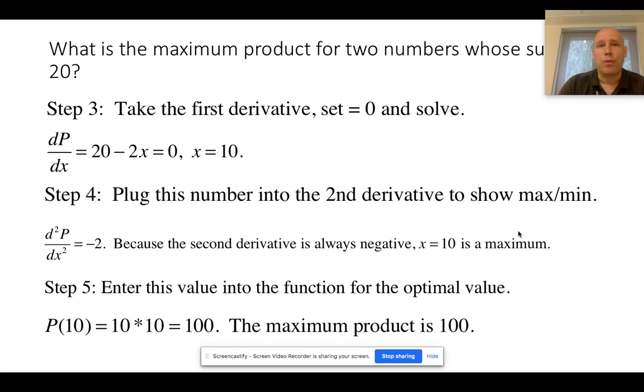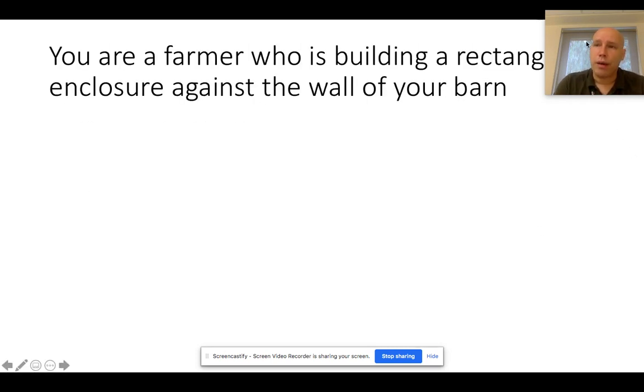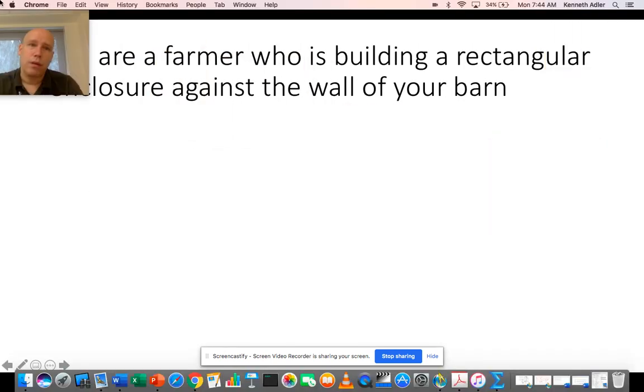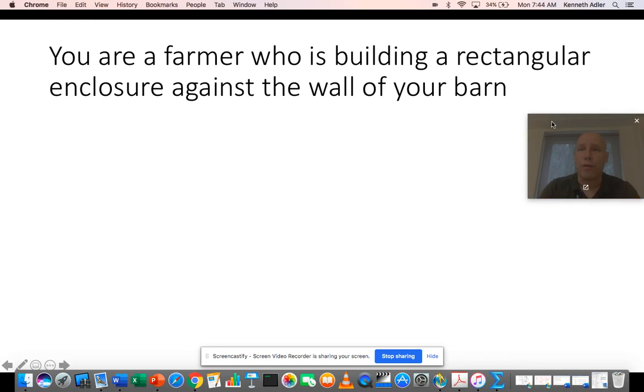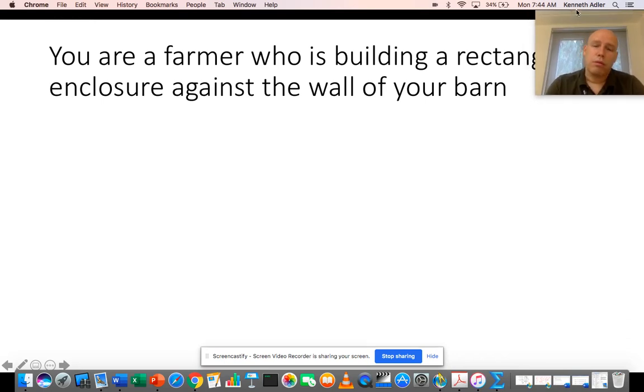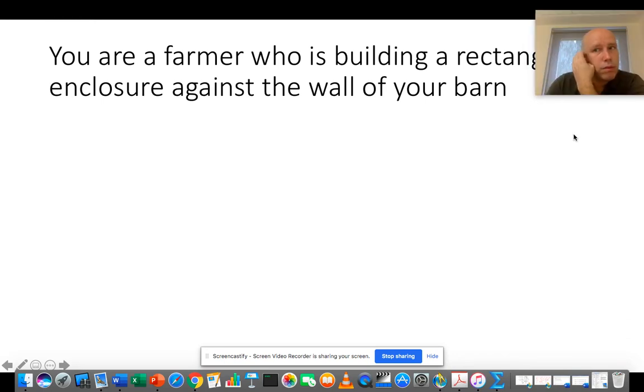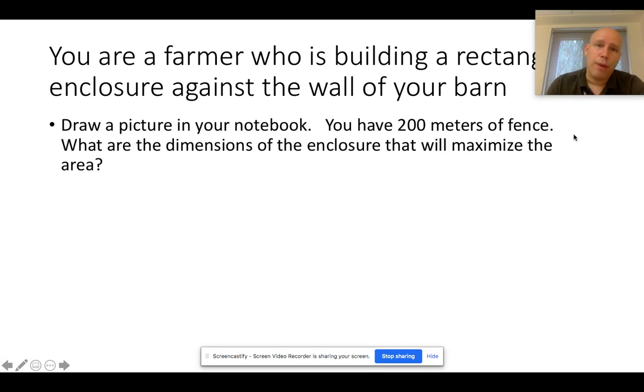Question number 2. You are a farmer who is building a rectangular enclosure against the wall of your barn. Draw a picture in your notebook. You have 200 meters of fence. What are the dimensions of the enclosure that will maximize the area?